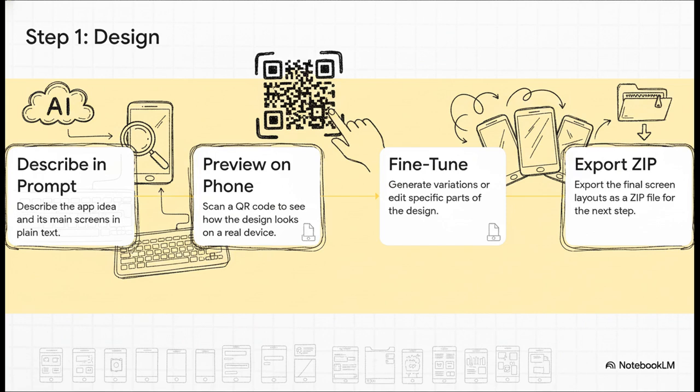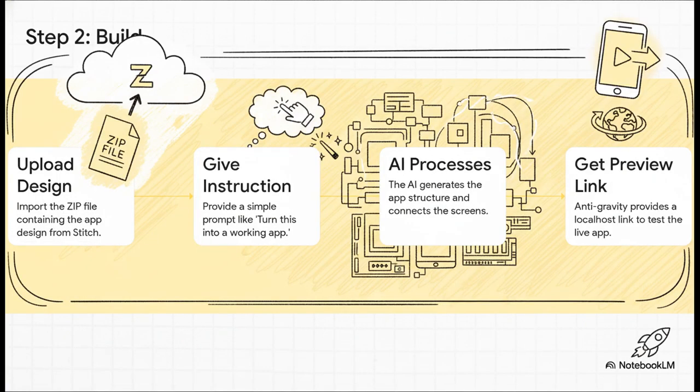And here's the coolest part. Stitch gives you a QR code so you can immediately preview the design on your own phone to see how it feels. Once you're happy, you just export the whole thing as a zip file. Next stop, Google Anti-Gravity. Now, there is a very quick one-time setup, downloading the software and setting up a project folder. But once that's done, we just upload the design zip file we got from Stitch, and then this is the magic.